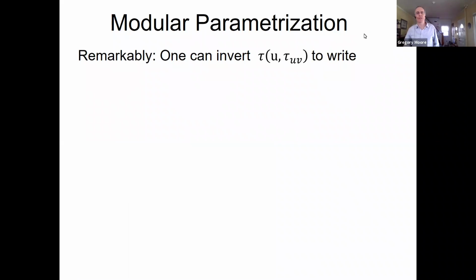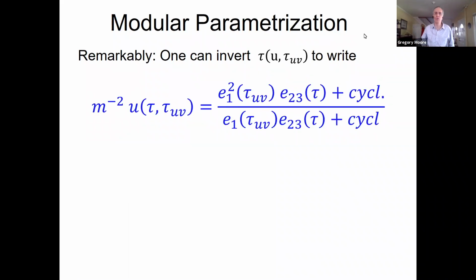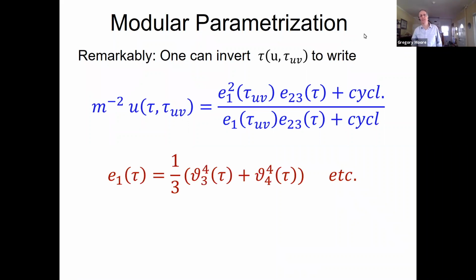Now, remarkably, you can invert this tau as a function of U to write U as a function of tau explicitly in terms of theta functions. We don't need to know the explicit formula, but the end result is that the Coulomb branch can be identified with the modular curve for the congruence group Gamma(2).